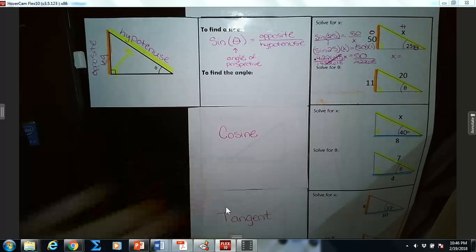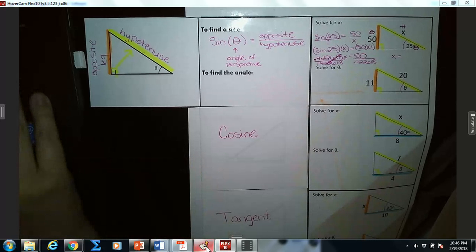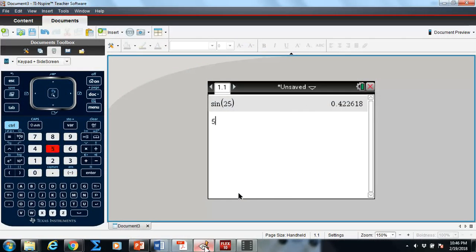Well, this is definitely a job for a calculator. Switching screens again. 50 divided by this answer, and I'm just highlighting 0.422618 and bringing it down. Now there's more of the numbers. When I hit enter, I'm seeing more of that irrational decimal. That's fine. The more numbers you use, the more digits you use, the more accurate your answer is going to be.